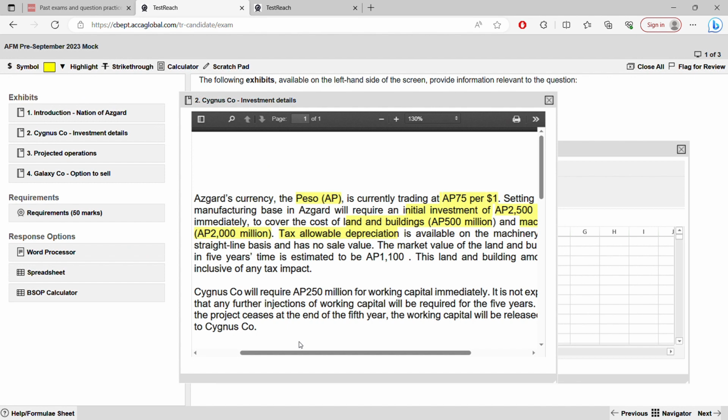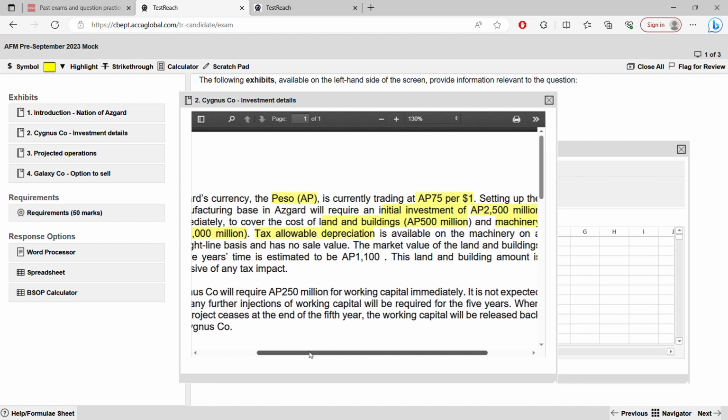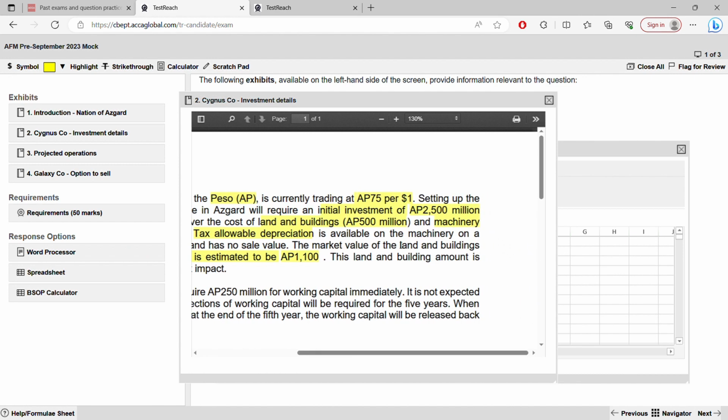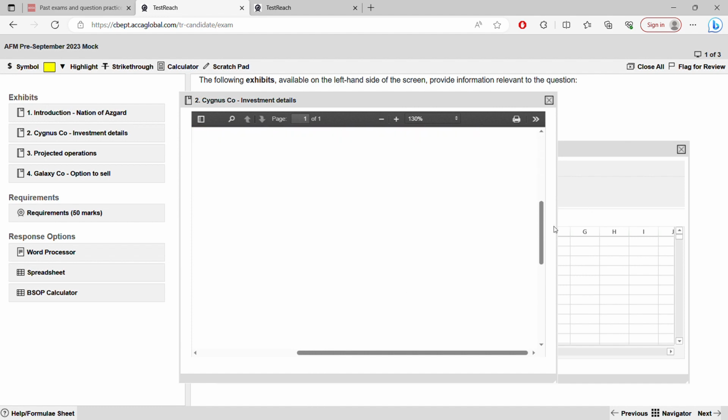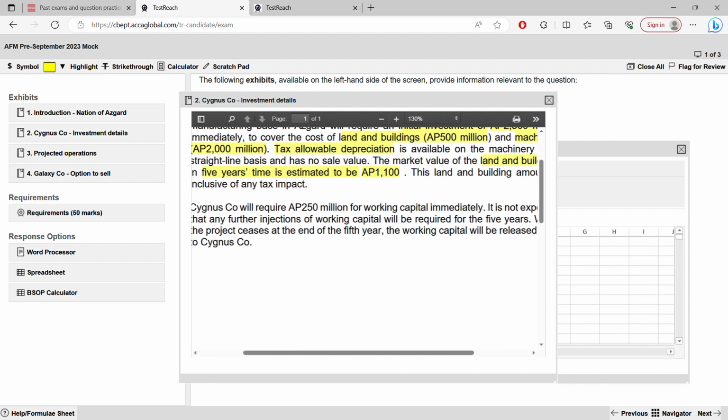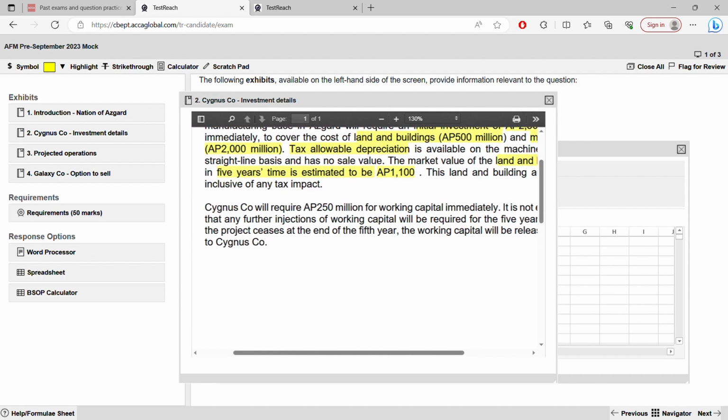Now, the market value of land and building is estimated, in 5 years' time, to be 1100. This is about land and building. That means at the end of the 5 years, you have to write this 1100. Then, this land and building amount is inclusive of any tax impact. Okay.